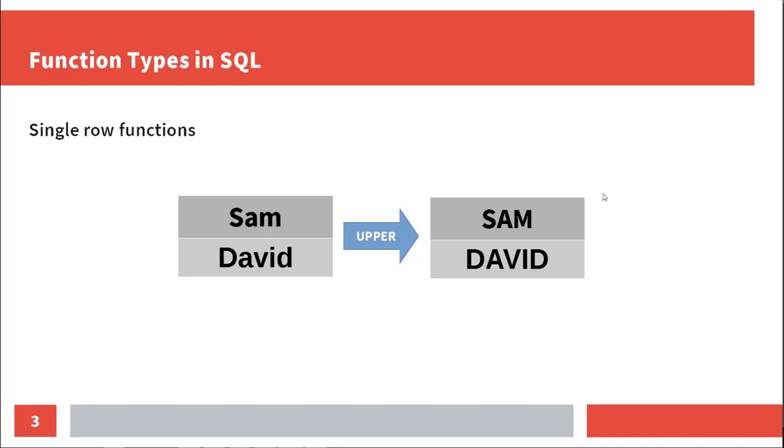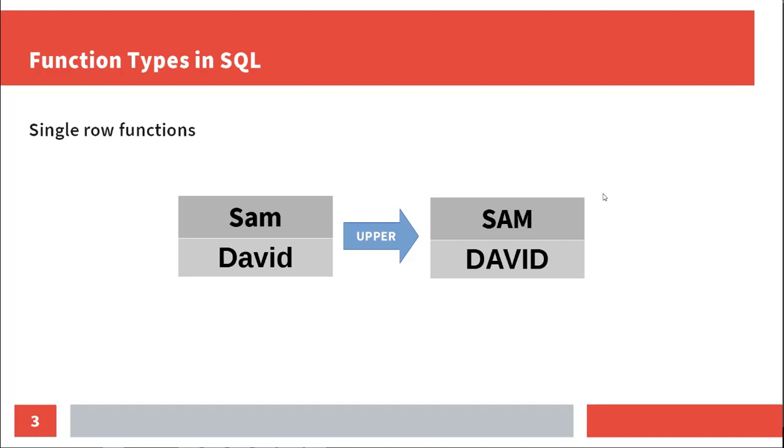So what types of functions do we have in SQL? We have 2 types of functions in SQL. We have single row functions and multiple row functions. Single row functions are the functions that are executed per row or per record.